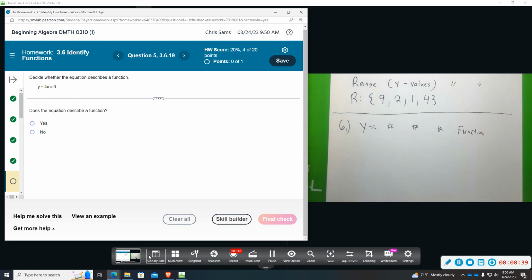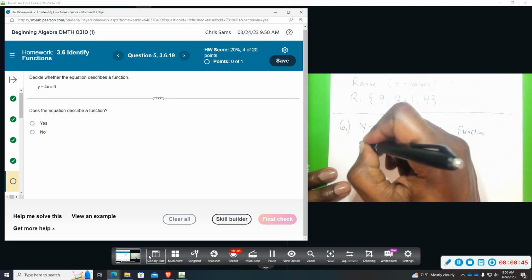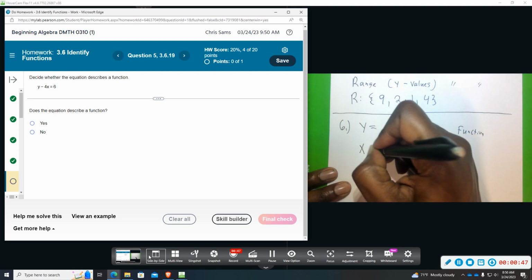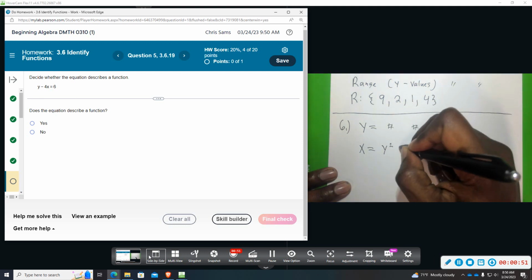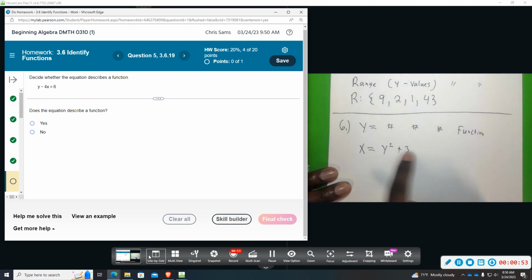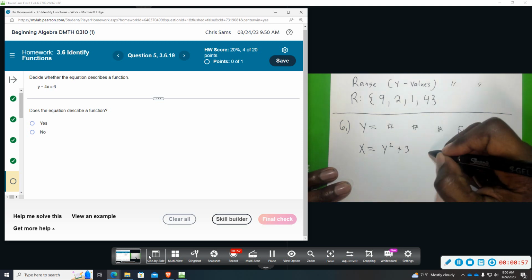Now, if, for example, I see an equation that's not in the y equals form, so let's say I had x equals y squared plus 3. This is out of order. This is not what we're used to seeing. We're going to say that this is not a function.